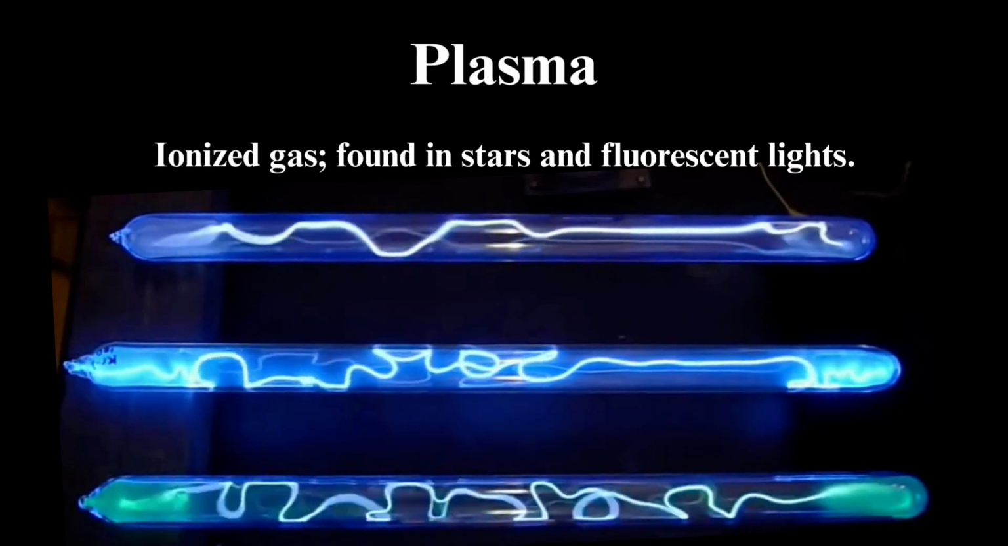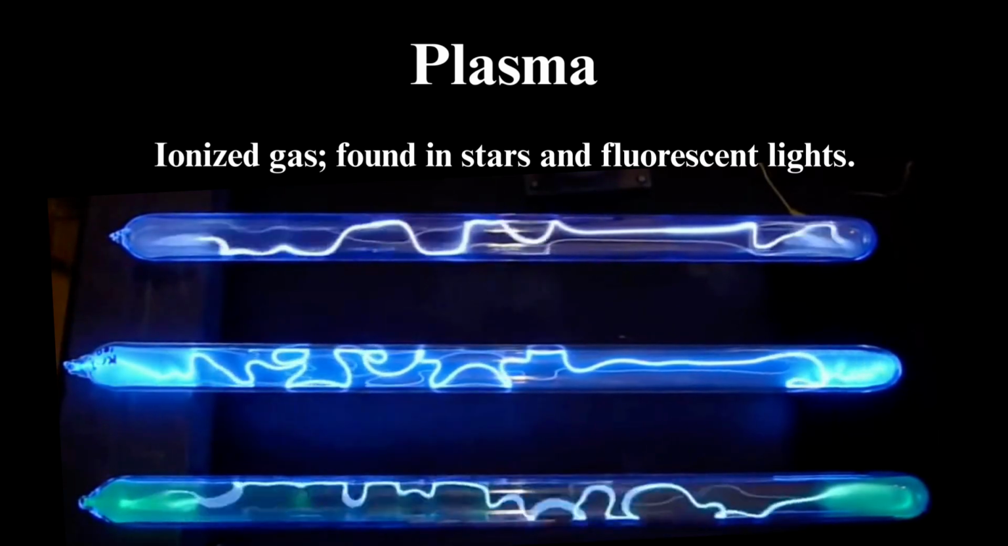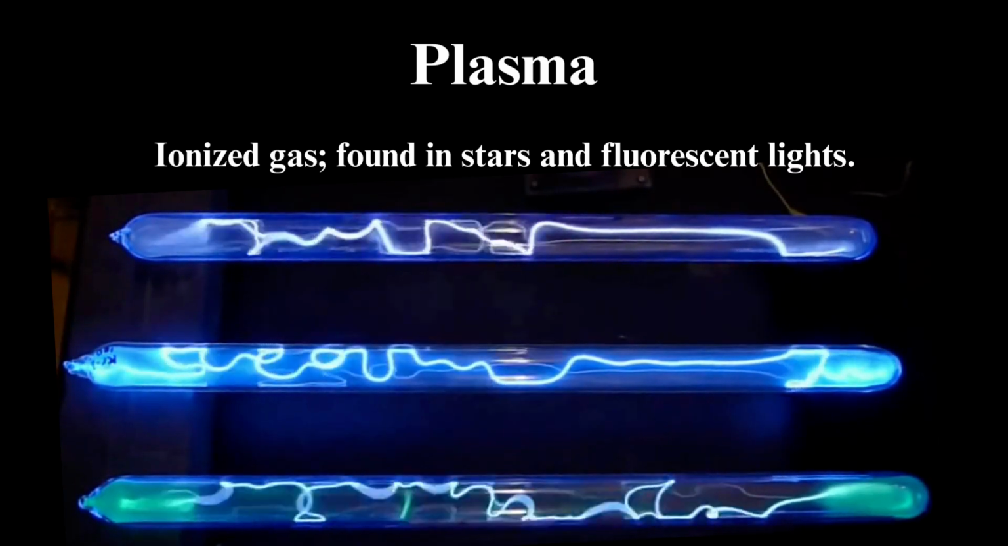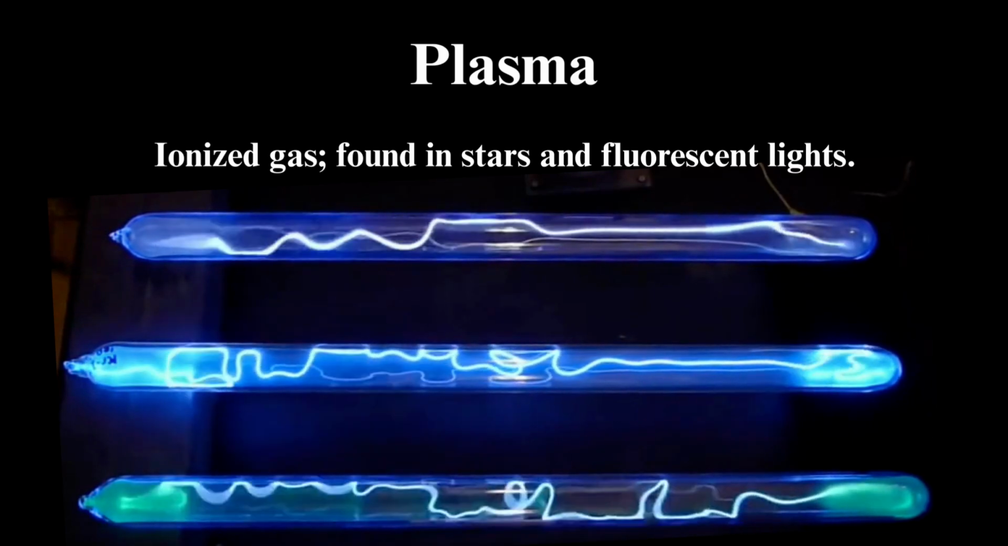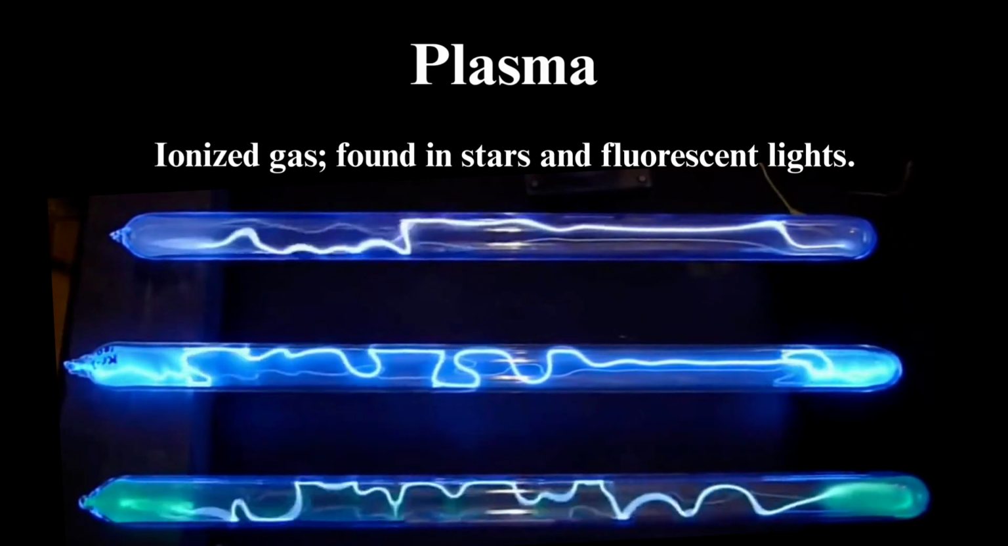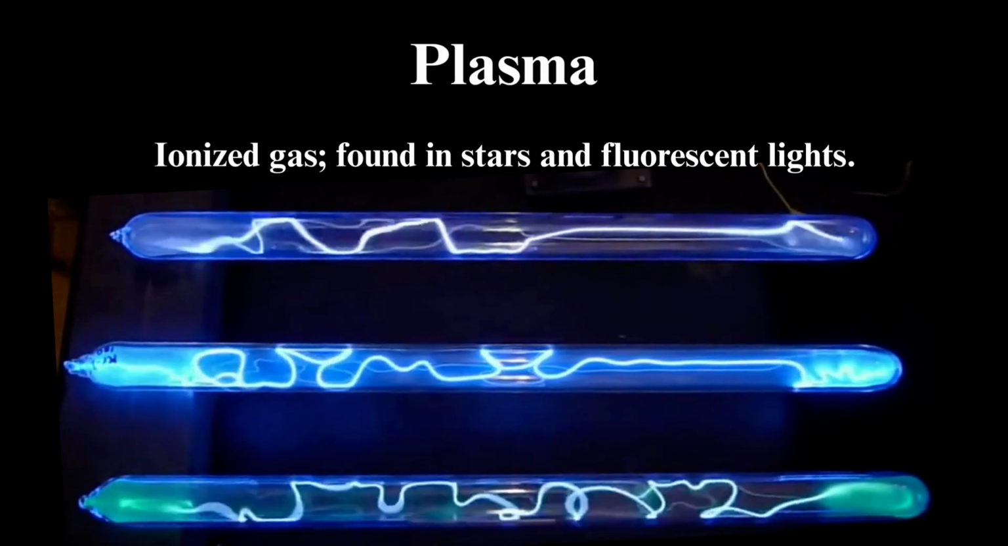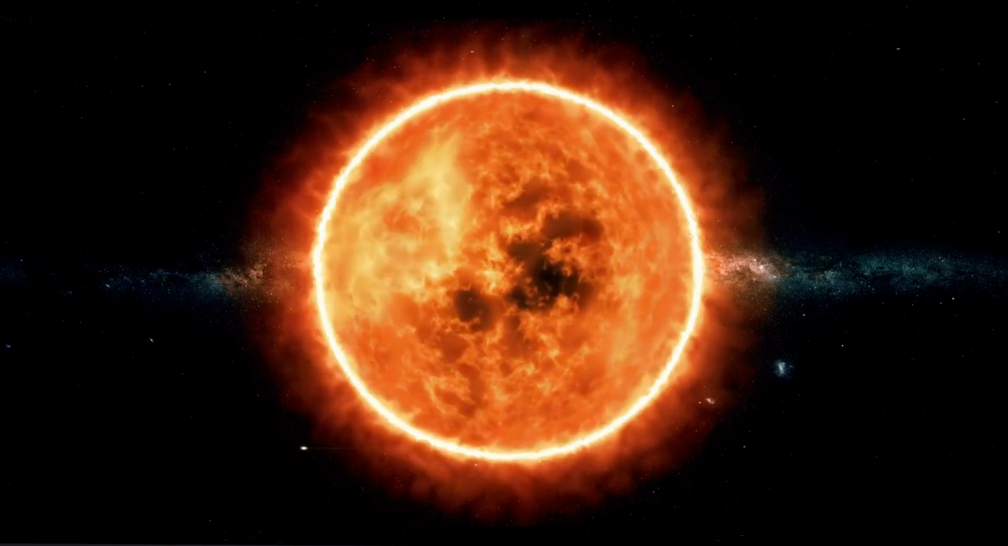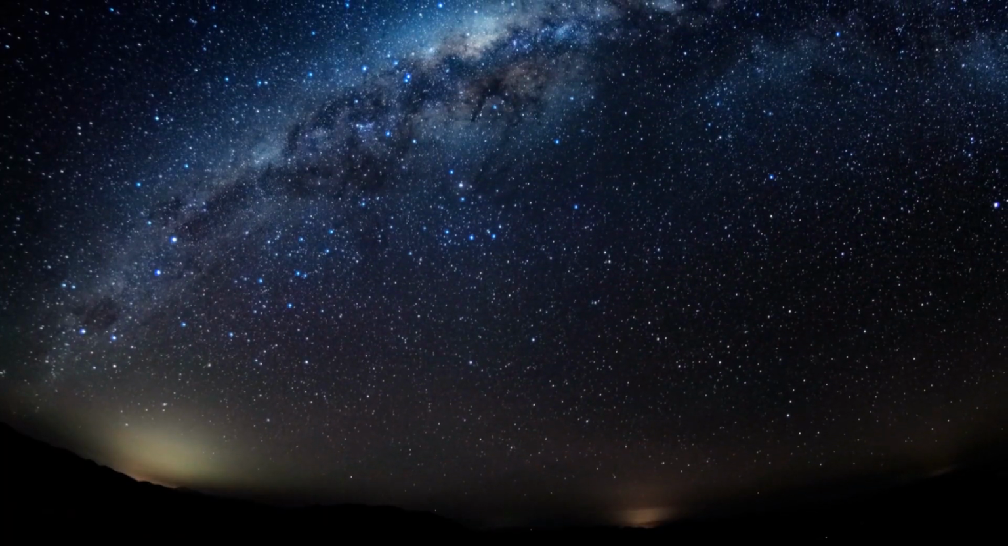Matter can also exist in the plasma state, where gas particles are ionized and highly energetic. It forms when a gas is energized so much that electrons break free from atoms, creating charged particles. Plasma is found in the sun, stars, and lightning.